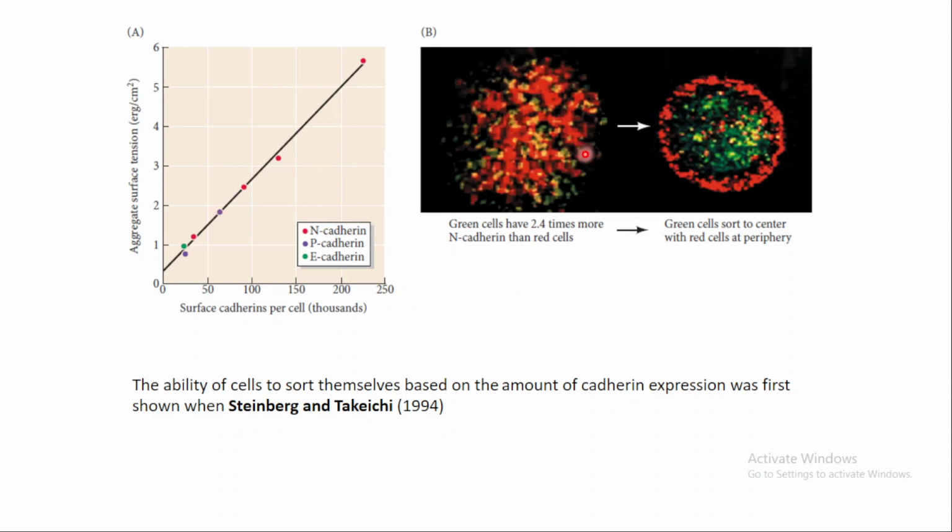Now if you remember this Steinberg and Takeichi experiment, green cells have 2.5 times more N-cadherin than red cells. Green cells sorted to the center with red cells at the periphery. Since this interaction is very strong within the green cells, or the cells with higher cadherin, they will form the core of the cell mixture, and loose interactions will form the periphery of the cell mixture. So that is how we decided that CABDE will be the structure.